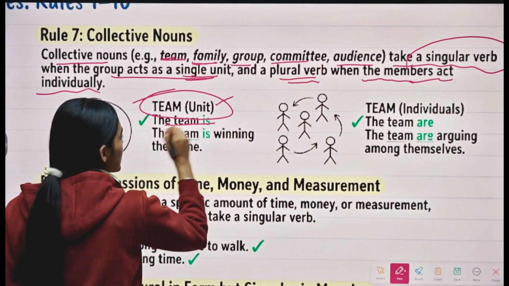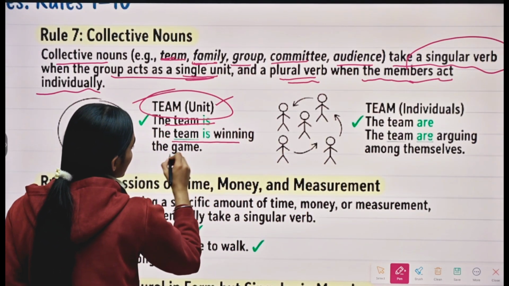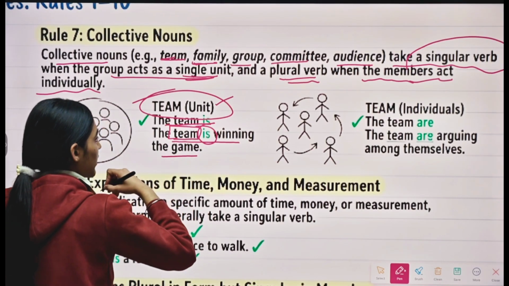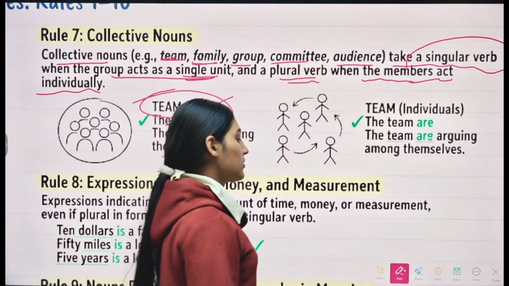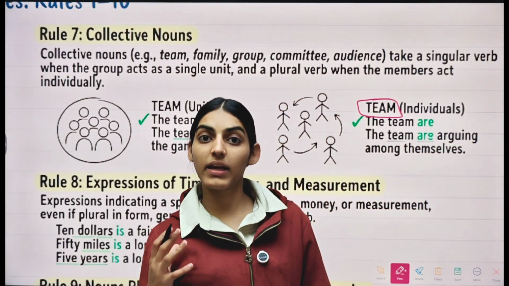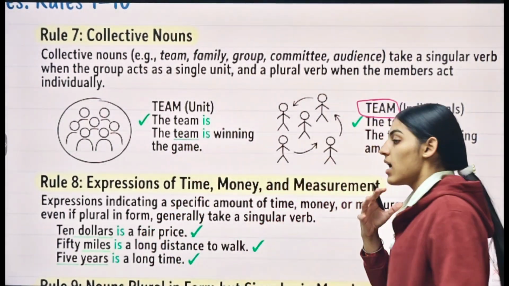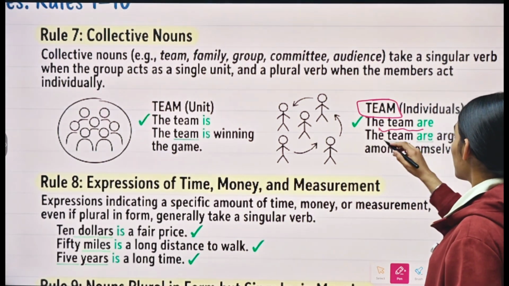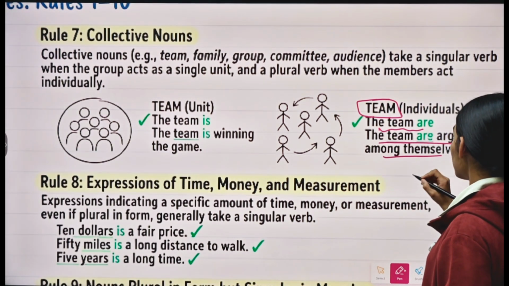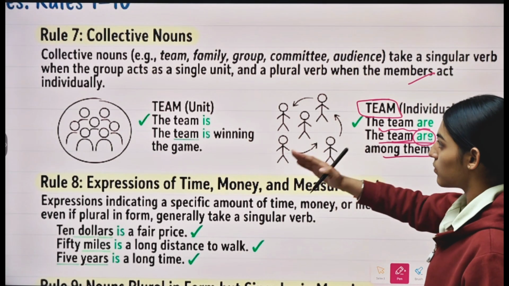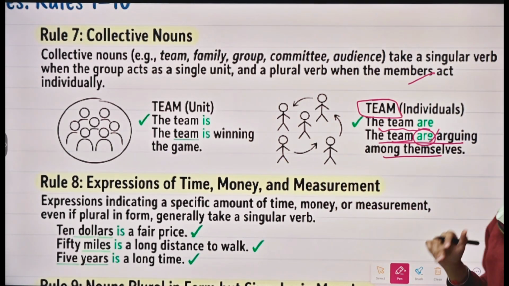First, the team is winning the game. Here the team is behaving as one unit, so along with that we have used "is", which is a singular verb. Then we have the team behaving as individuals, in which the members act individually, so we will use: The team are arguing among themselves. Here the members act individually, so we will use the plural form "are".